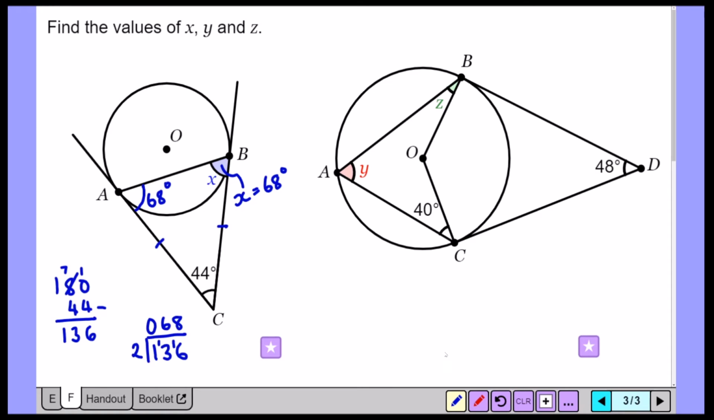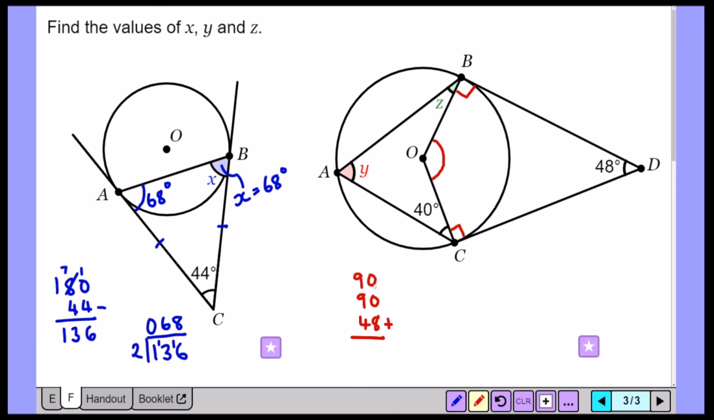In my second example, I first need to recognise that my radius and tangents are going to meet at 90 degrees. The next thing that I'm going to work out is this angle here, and I can do that because angles in a quadrilateral always add up to 360 degrees. So I need to start off by adding 90, 90 and 48 together.